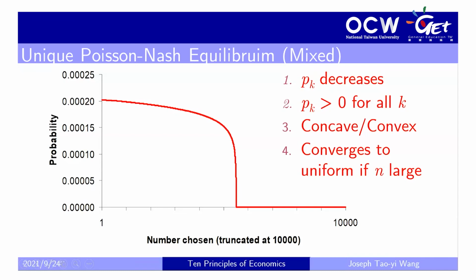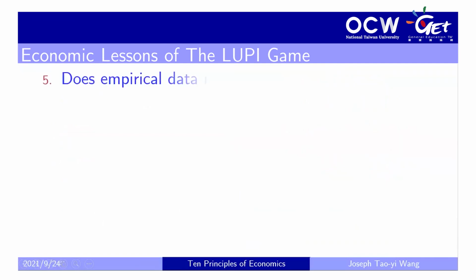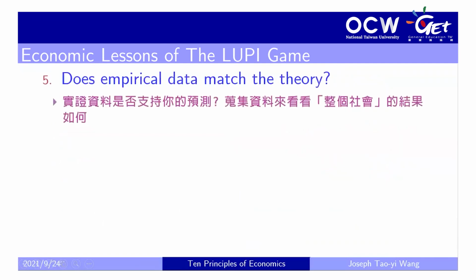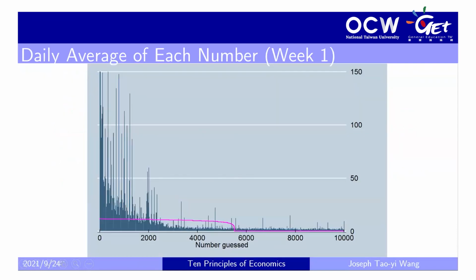If the number of players goes to infinity, then you basically converge to a uniform choice of equal probability of all numbers. If you couldn't get the last 2 slides, that's fine. This will not be in the exam. Yeah, but you can ask the empirical question, does the data match the theory? This is the Swedish lottery.